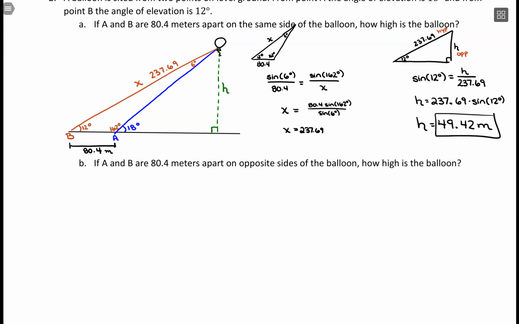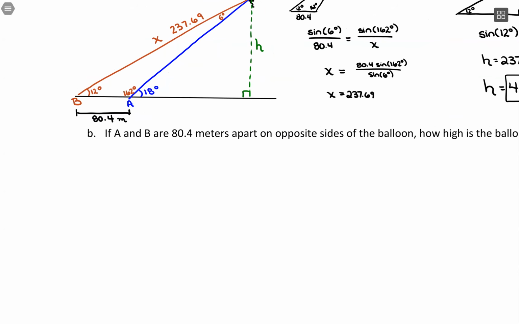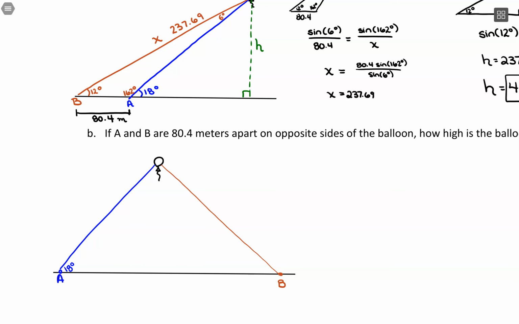All right, this last example here. We're going to do the same thing, but now A and B are going to be on opposite sides of the balloon. So what that's going to look like is the balloon will be in between these two people that are looking at it. So here's going to be our balloon. And then let's go ahead and call this A and this B. And we'll say that's 18 degrees, even though it looks like a lot more. I didn't draw that really to scale. Same thing over here with 12 degrees. And again, we want to find the height.